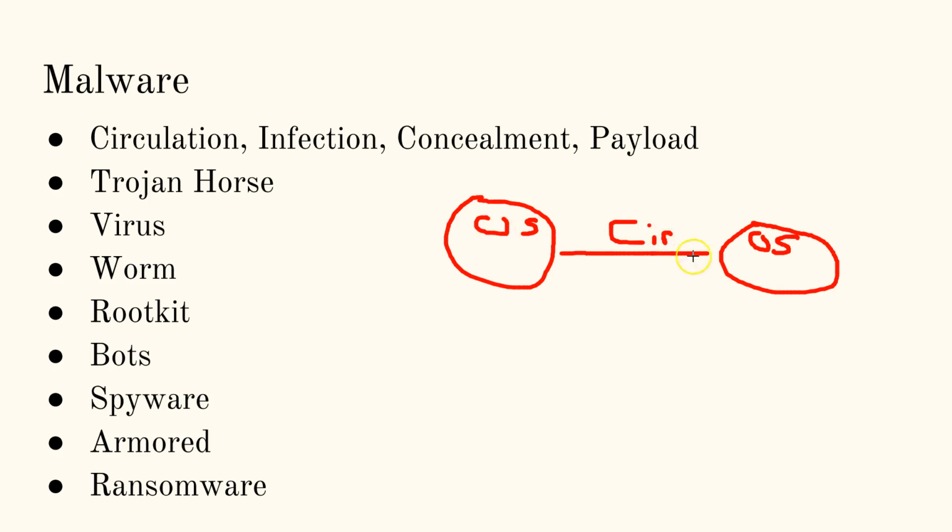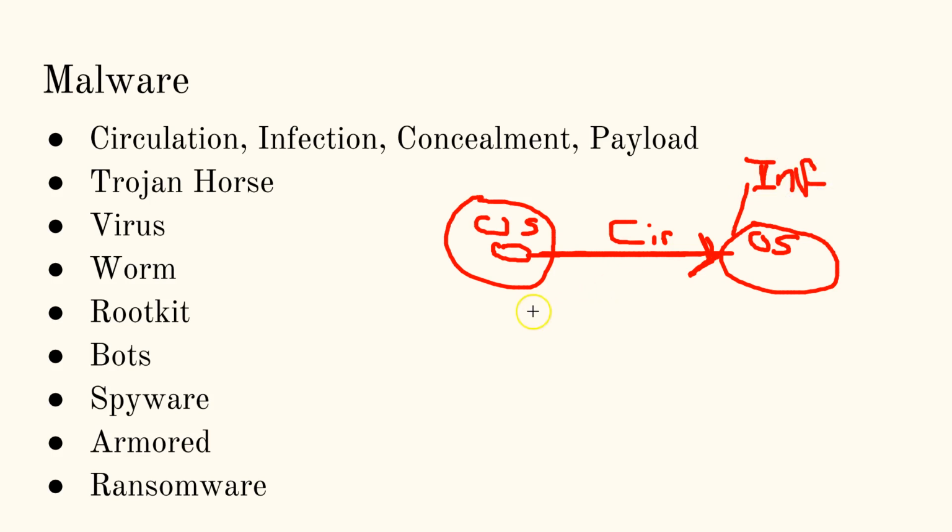The other question is infection, right? In this case, this one's already infected. If it's trying to automatically infect by itself, that would make it a worm, but we'll talk about that. Infection is how it's actually going to break in through the security of the operating system. That point of getting in and installing itself into the operating system is the infection.